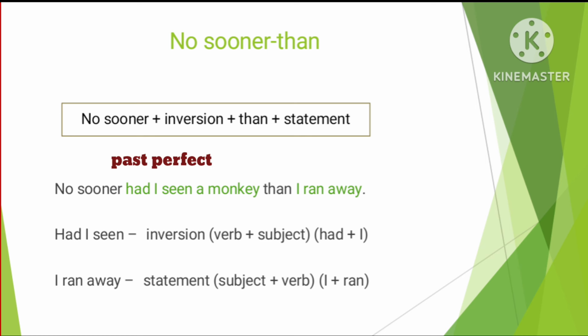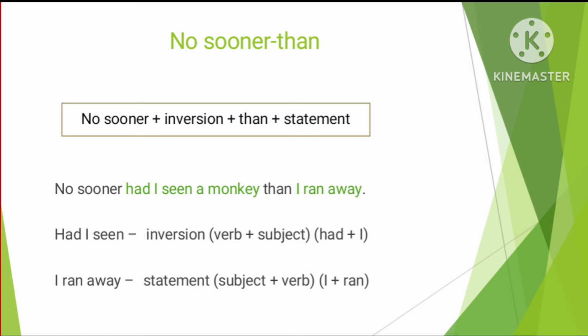If you observe the previous slide, I used no sooner did I see a monkey than I ran away. But here I am saying no sooner had I seen a monkey than I ran away. In both sentences, the meaning is the same. What is the meaning? First, which action happened? I saw a monkey. That is the first action. What is the second action which happened immediately? I ran away. So, as soon as I saw a monkey, immediately I ran away.